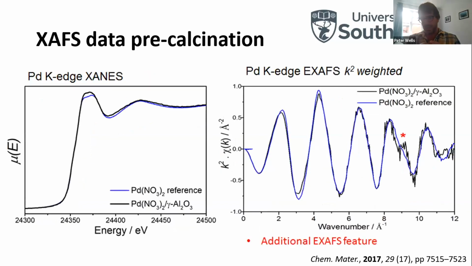When we look at the impregnated precursor, so palladium nitrate on alumina, before any calcination, what you can see is that the pattern is broadly similar for the chi data, but you begin around k of 9, where there's this red asterisk, to get a more complex pattern. And this complex pattern arises because you're starting to see palladium-palladium scattering interactions.